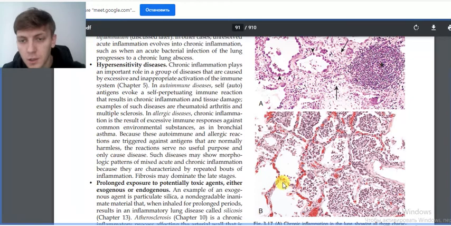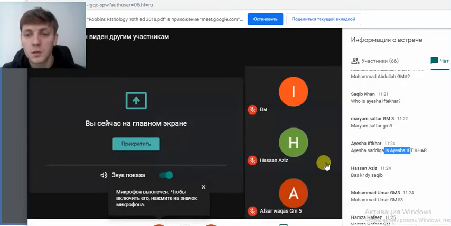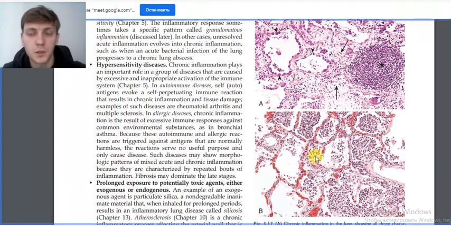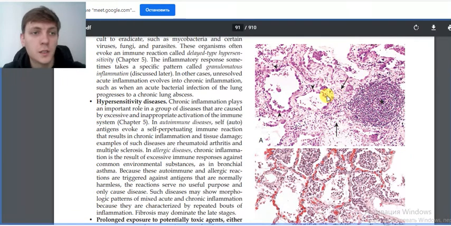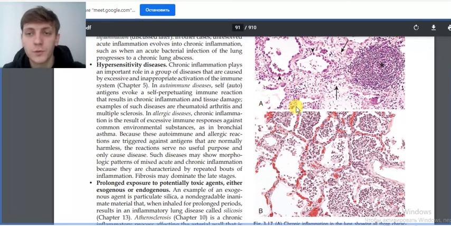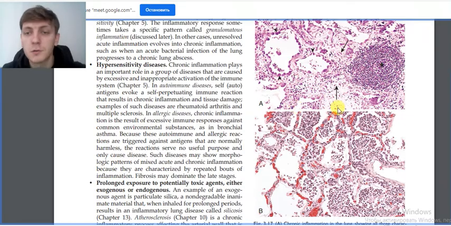So here you see that the borders between alveoli are not so thick, as you can see here. Because fibroblast activation has not happened yet, acute inflammation is less injurious than chronic inflammation. The thick borders between alveoli decrease the ability to exchange gases, and the actual amount of active alveoli is decreased here.